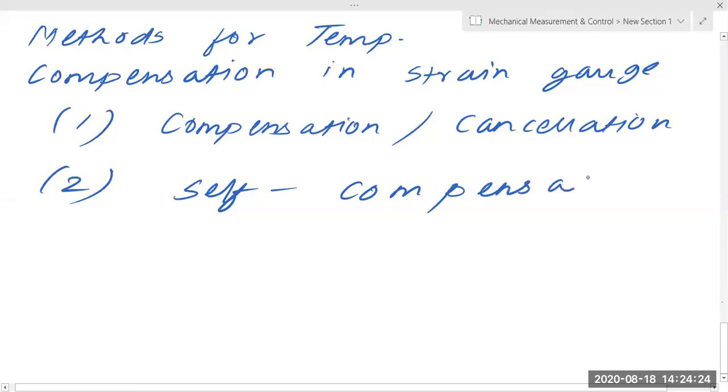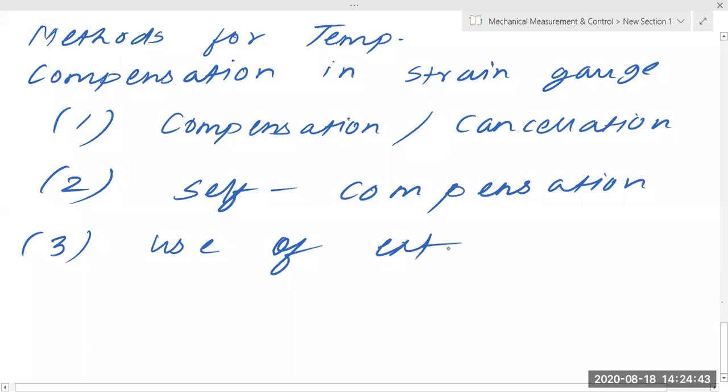There are various methods to compensate. I'm just listing. First is compensation or cancellation of the temperature. I'll explain what it means, how you compensate or cancel the temperature, and by what means. Second is self compensation. The last one is use of an external control circuit. So I've just listed down three methods.